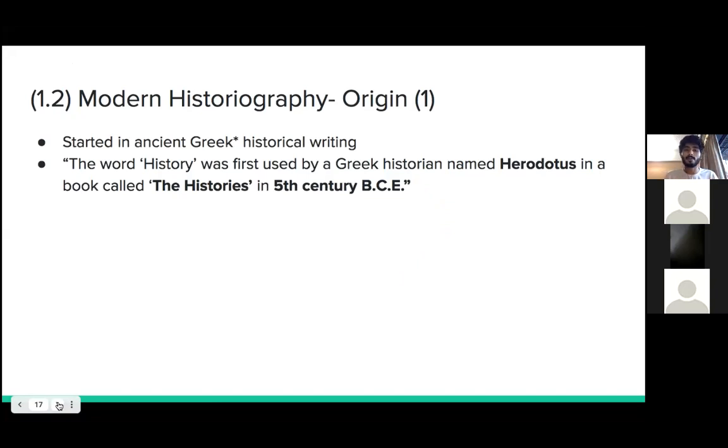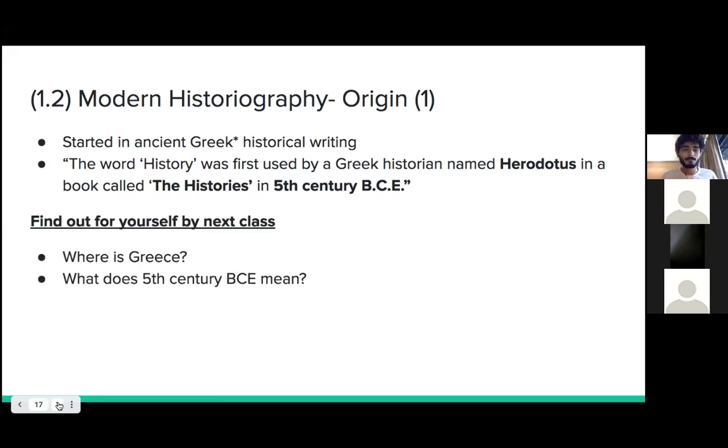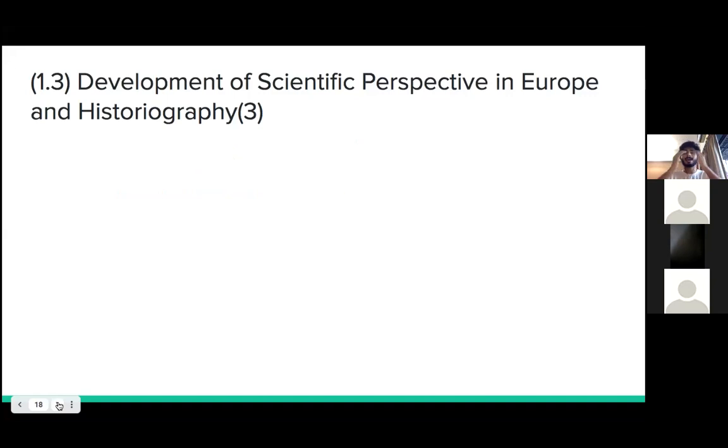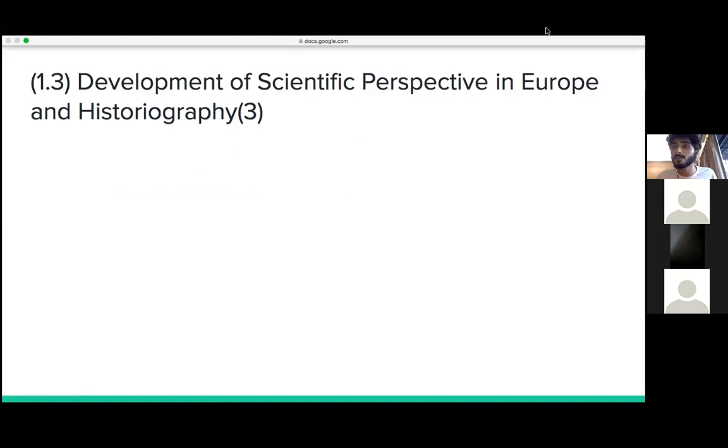So modern historiography brings us to a total of 5 points that we need to have in our head, which is the process or the characteristics of modern historiography. And then where did it start? Where was the word history used for the first time? Now we'll come to the last part of today's class. How are we doing on time?